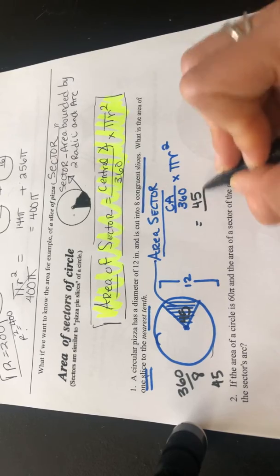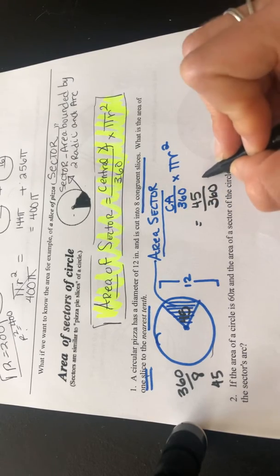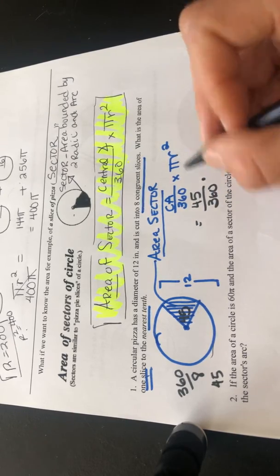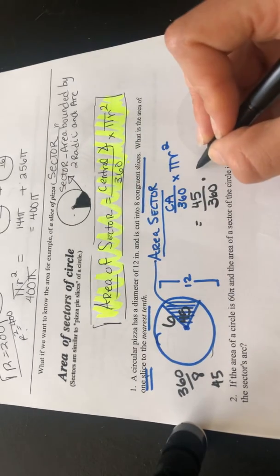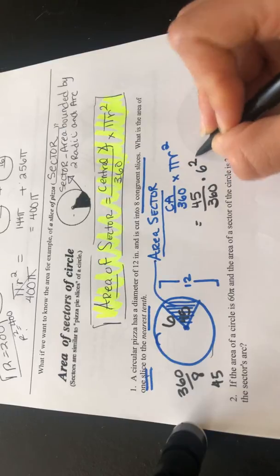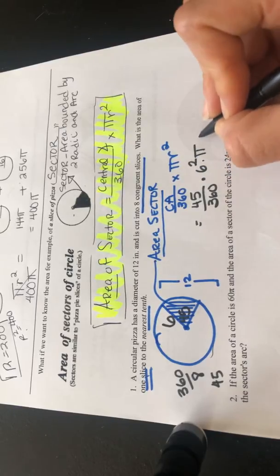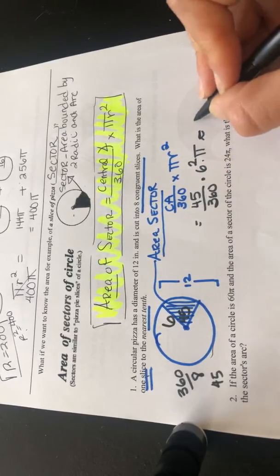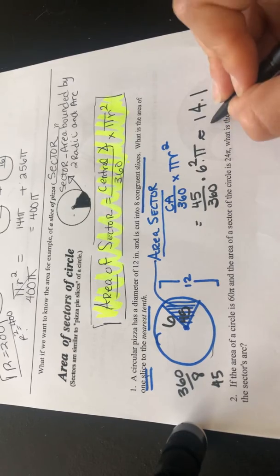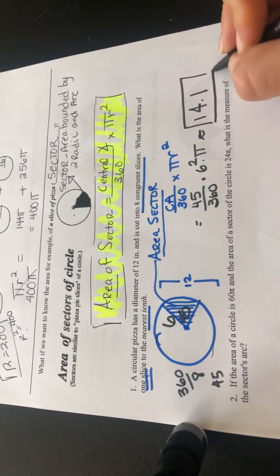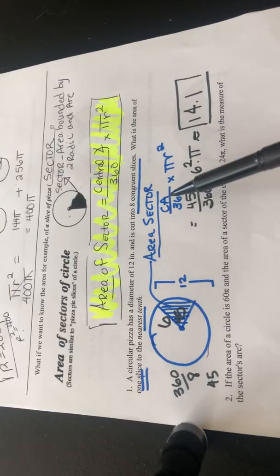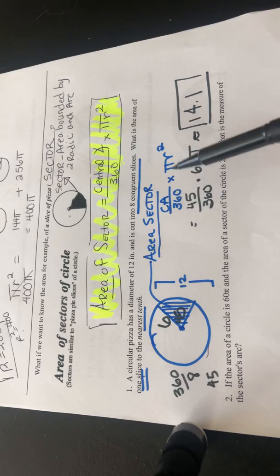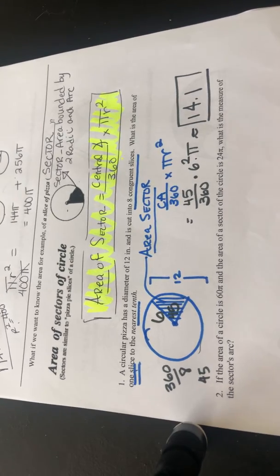So you got 45 over 360 times, well, the radius. If your diameter is 12, your radius is 6. So we can do 6 squared, and then you have your pi. It wants the nearest 10th, so your answer is 14.1. That is your area of the sector. Hopefully that makes sense. It's just your formula, central angle over 360 times the area of your circle.